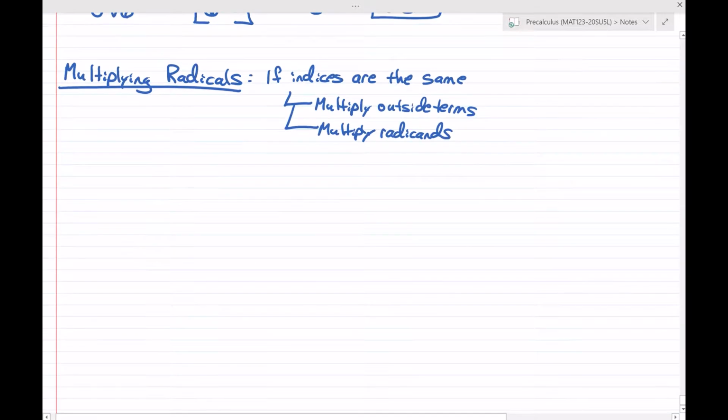So I only have one example with this. Let's take a look at like the square root of 2 minus the square root of 3 times 2 radical 3 minus 4.